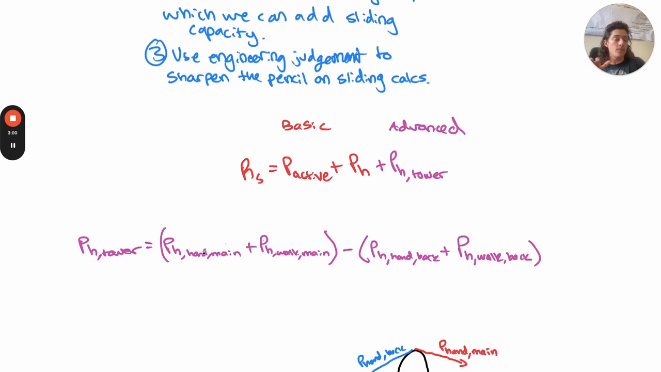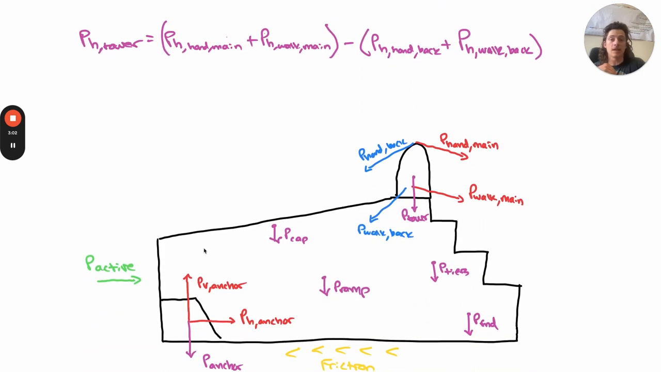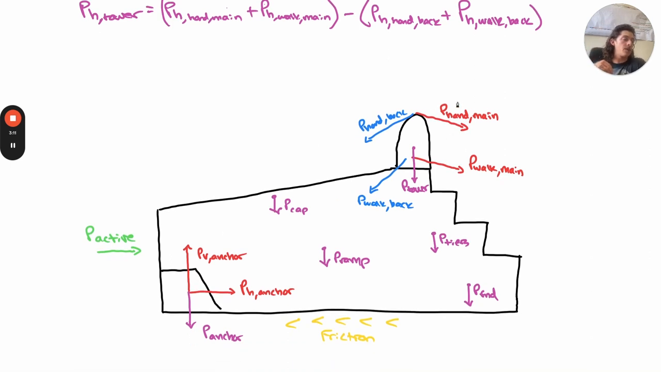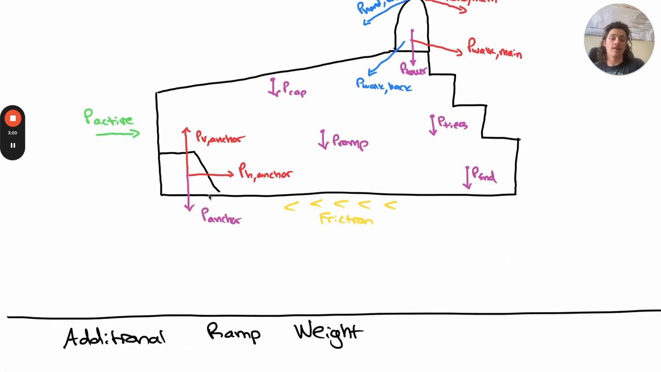And I haven't drawn out pH tower in this because, like I just mentioned in this equation above, it is the resultant of the mainspan and backspan forces at the tower. So adding that pH tower would essentially be double counting here. And in the next section, we're going to talk about additional ramp weight in terms of abutment sliding.